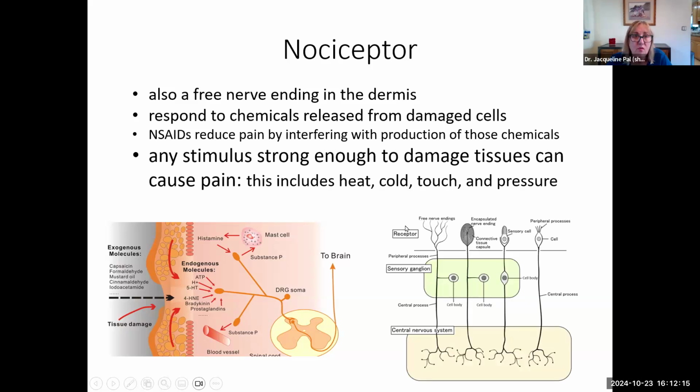Now, not only can free nerve endings give us pain, but any stimulus that's strong enough to cause tissue damage can cause pain. So this includes all the different types of the receptors for heat and cold, as well as those we'll talk about later on that are related to touch and pressure. If you give a hard enough touch or a hard enough pressure or hard enough vibration, or hot enough heat or cold enough cold, you can cause tissue damage. And yes, you will recognize it as pain when those messages get to your brain.